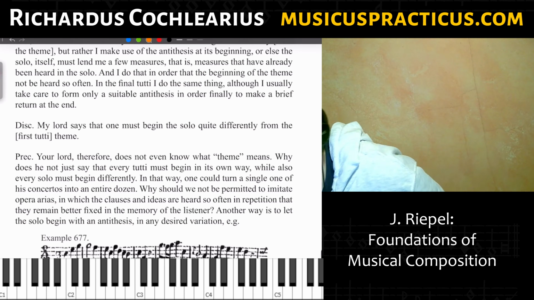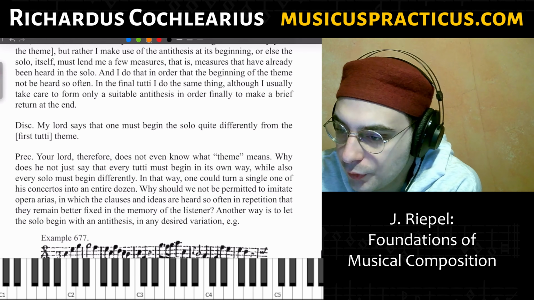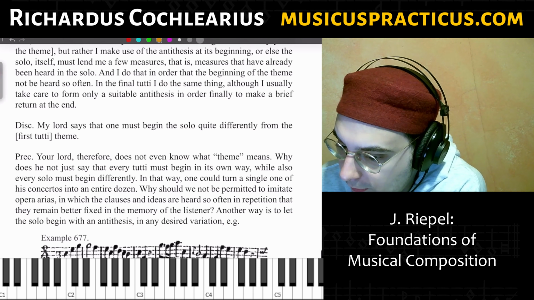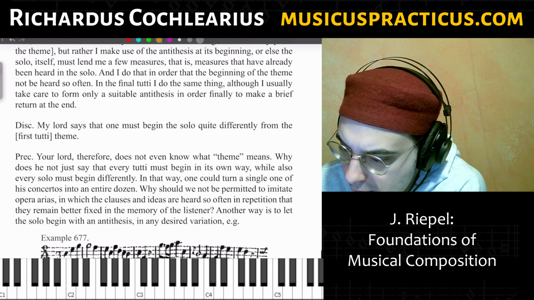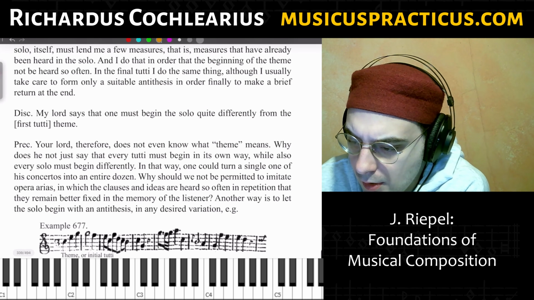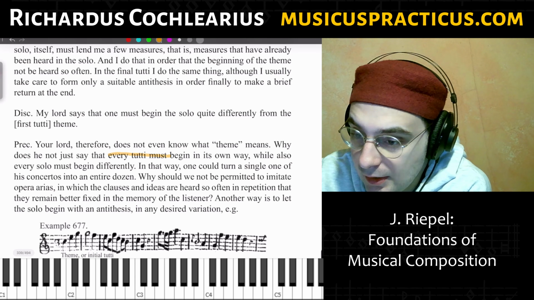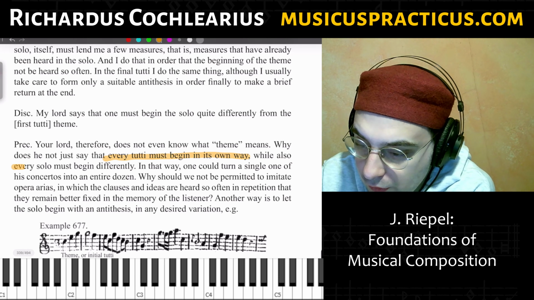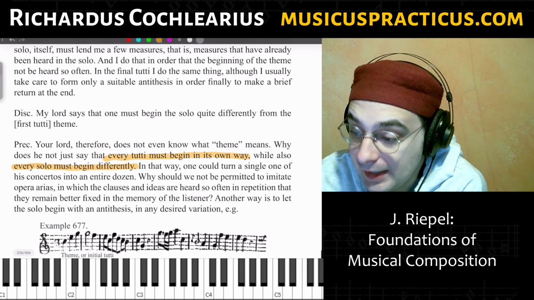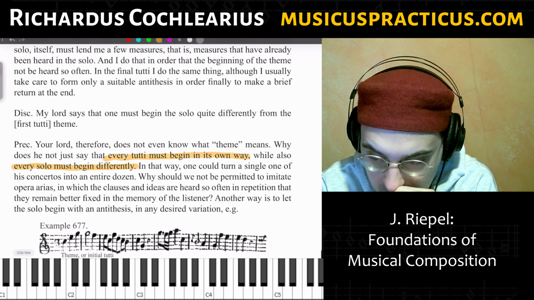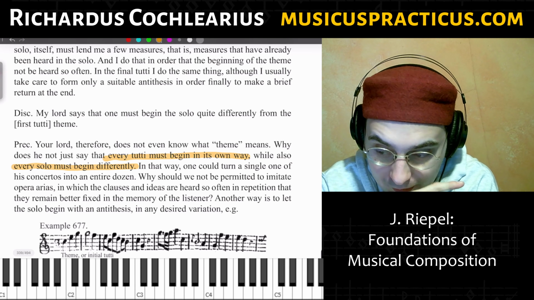Where is the pen? Here it is. Every tutti must begin in its own way, while also every solo must begin differently. In that way, one could turn a single one of his concertos into an entire dozen.